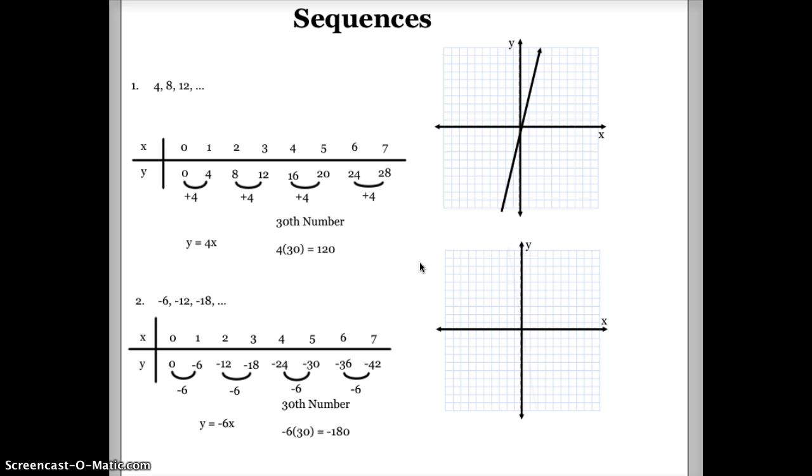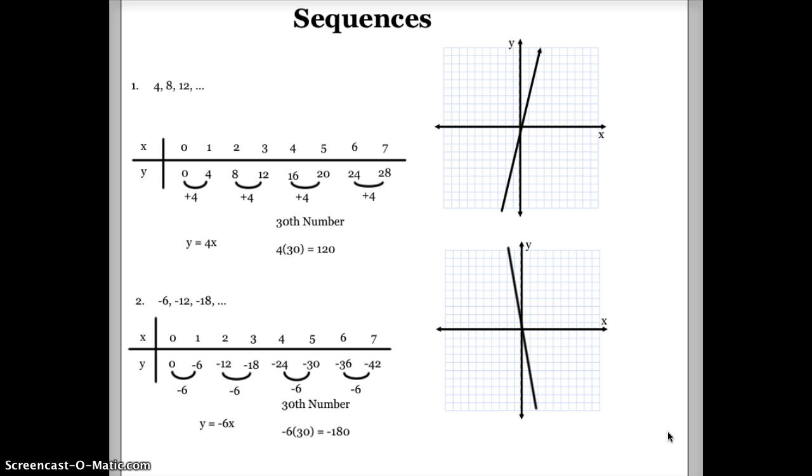Now I've got to make a graph for that. So I know one point is (0, 0), and then I have 1, and my y is -6. So (0, 0) is going to be a point, and then I go over 1, and I have to go down 6, and that line should look like that.